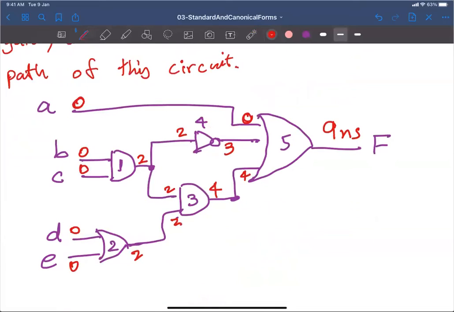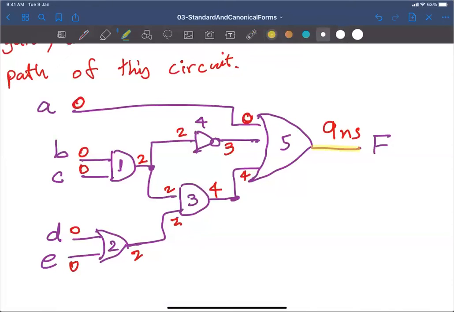And the path that is responsible for this delay is called the critical path, okay? And we can traverse it back from the output. We start from the output all the way to the input, and at each gate we select the input that has the highest output delay, okay?